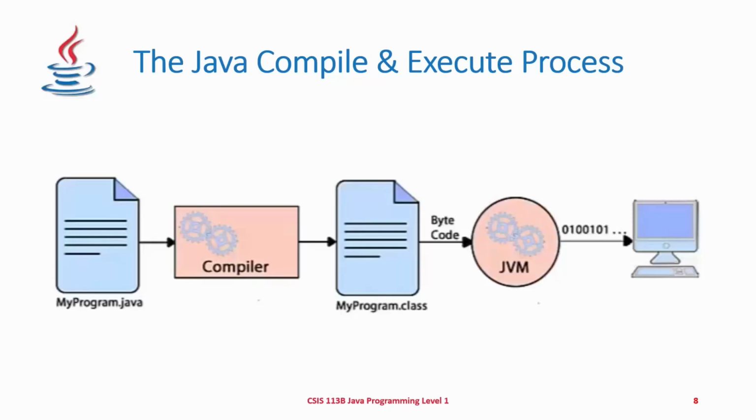And again, because that bytecode is not in the machine language that the computer CPU can process, we need another component, which is that Java Virtual Machine, to take that bytecode, convert it into the machine language, the actual zeros and ones that the CPU can process, and then pass it to the operating system, which then uses the HAL to pass it on to the CPU.